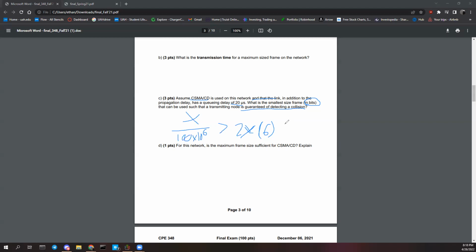Once a collision occurs, whoever the recipient of that collision is sends out a silencing message to the entire network, telling everyone to shut up and wait for transmissions to clear up, functionally. So the first thing is we do 2 times 6, and then it should be plus 20. This 20 comes from the queuing delay. So this is going to be equal to 12 plus 20, which is 32 microseconds.